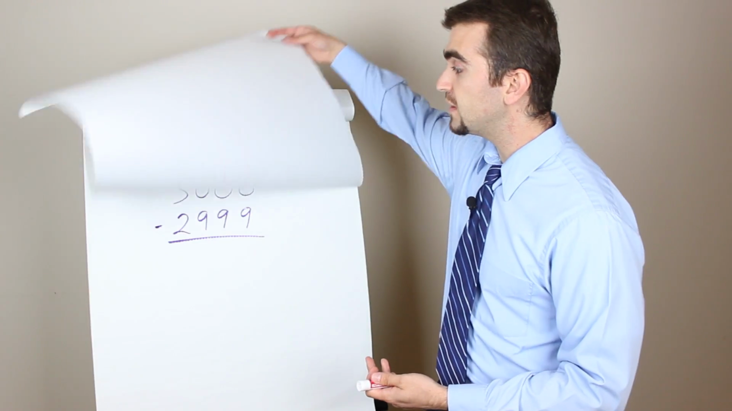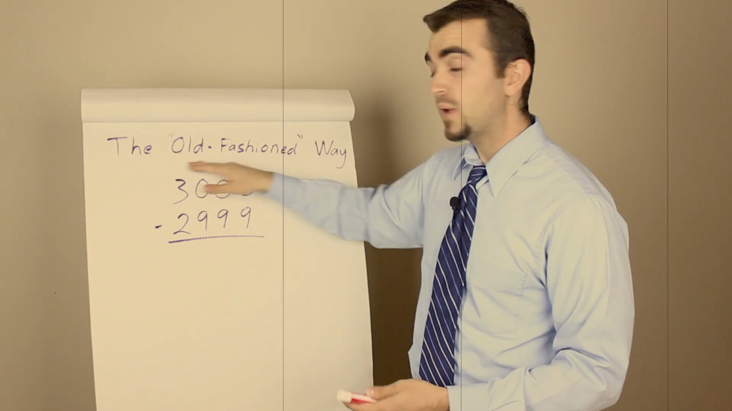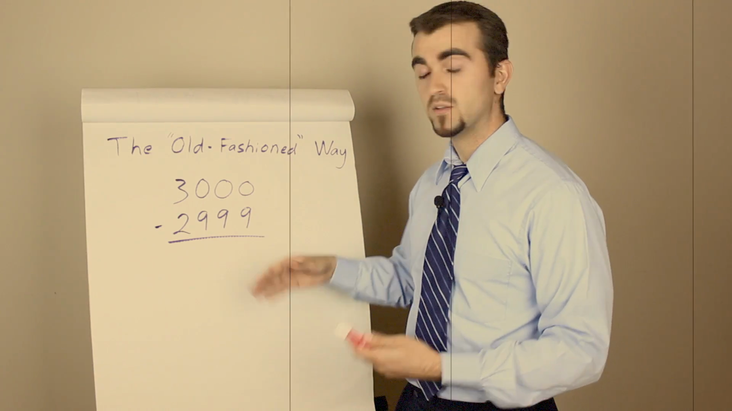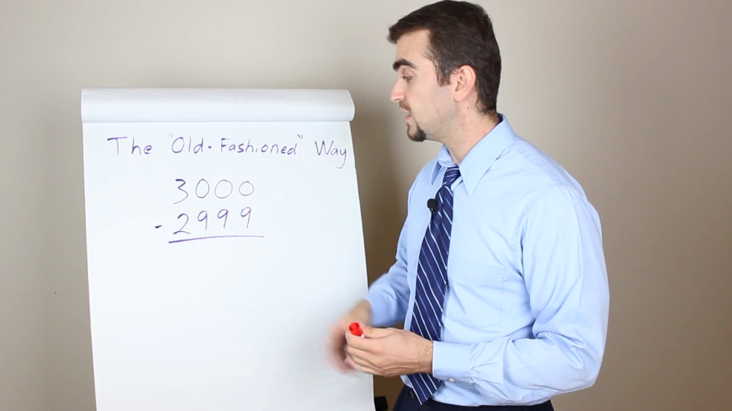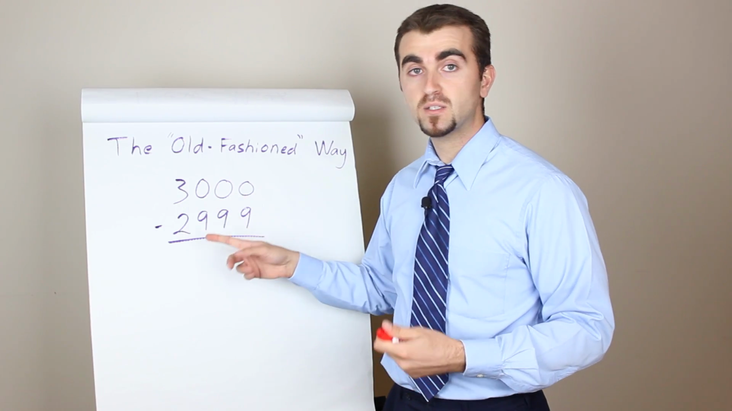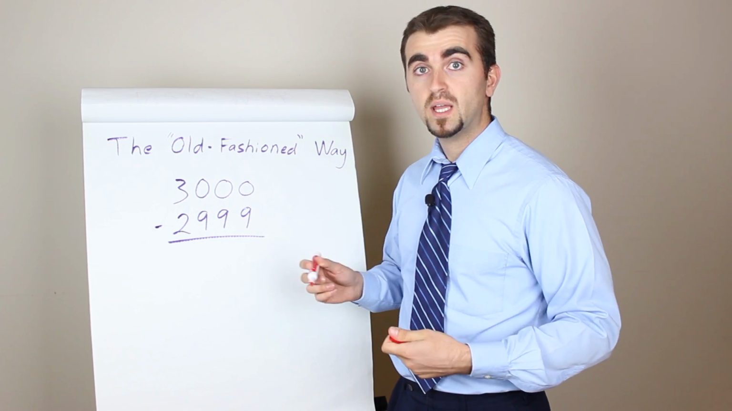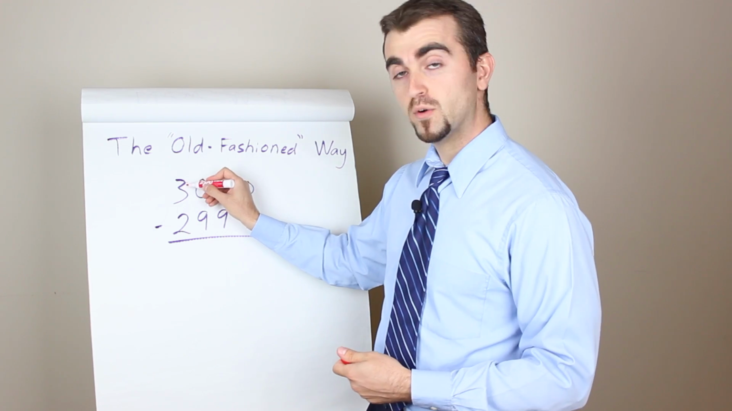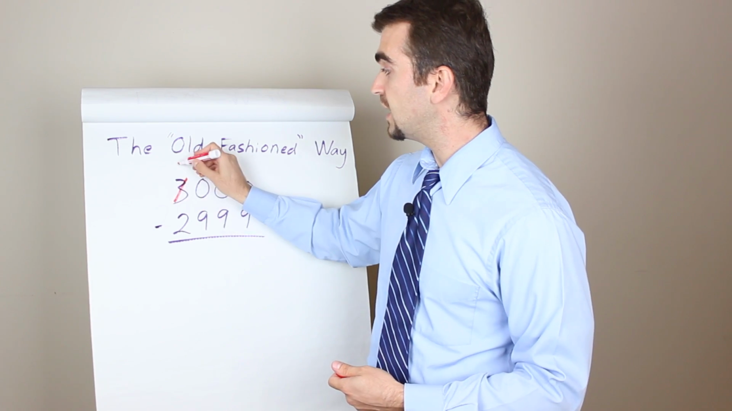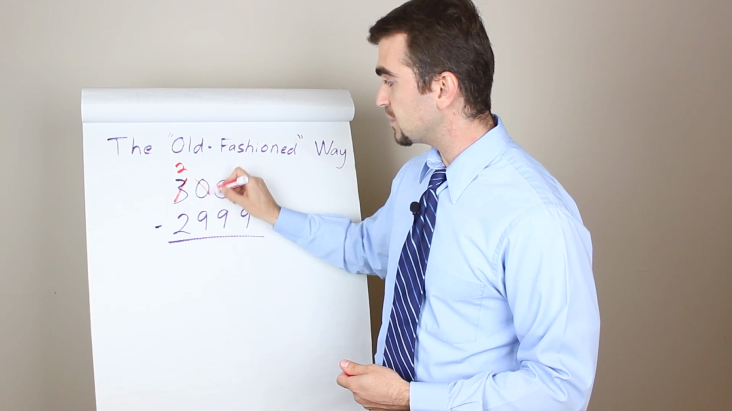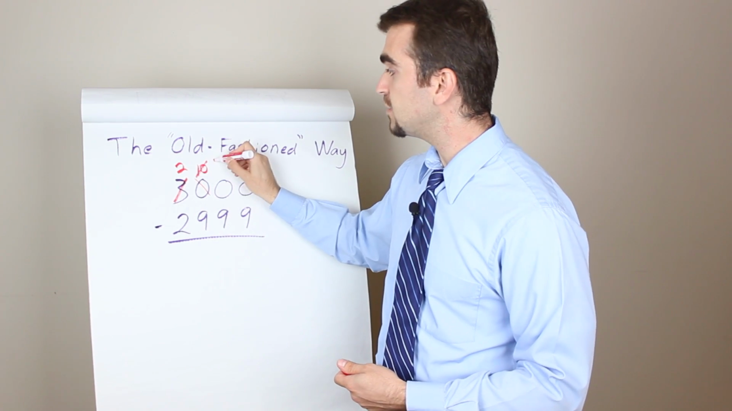Now let's go and try the old-fashioned way. Now everybody knows the old-fashioned way of how to do math. Everybody's comfortable with it. Here's an example, 3,000 minus 2,999. Now what you're supposed to do is you're supposed to borrow from the 3, from the thousands place. It becomes a 2. This becomes a 10. You borrow from the 10, it becomes a 9.